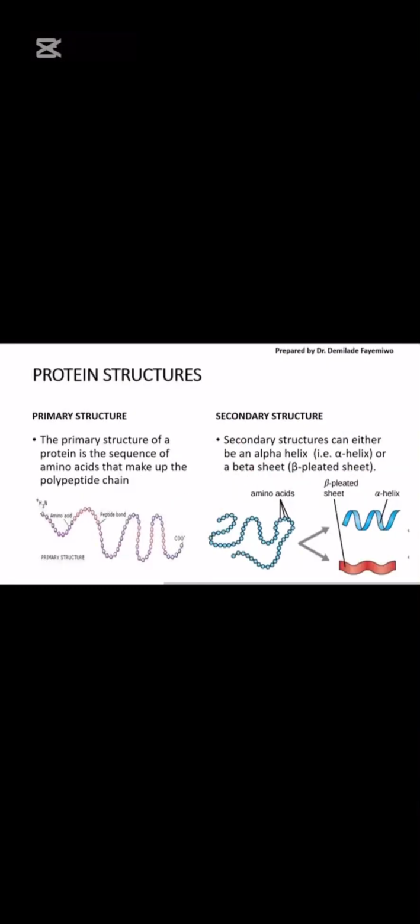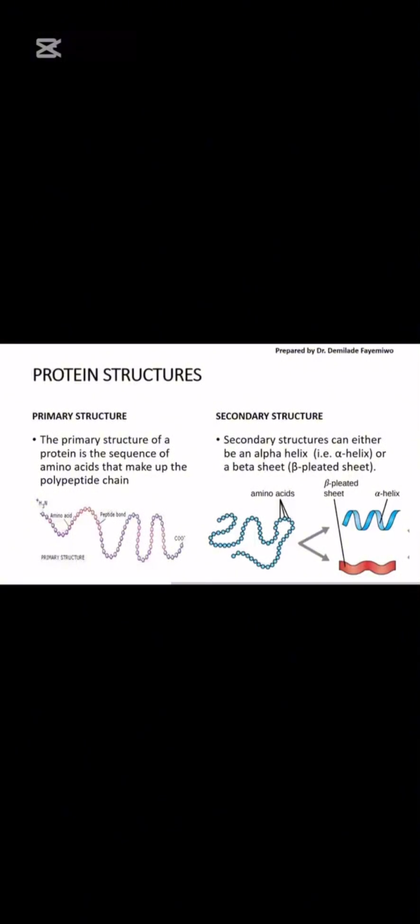So, what are these structures and what exactly do they look like? The primary structure of a protein is the sequence of amino acids that make up the polypeptide chain. So when we refer to the primary structure, we are not necessarily referring to a shape. We are referring to the fact that there is a combination of amino acids in a chain, and that makes up the primary structure. So by simply joining many amino acids together to form a polypeptide, you are forming what we call a primary structure.